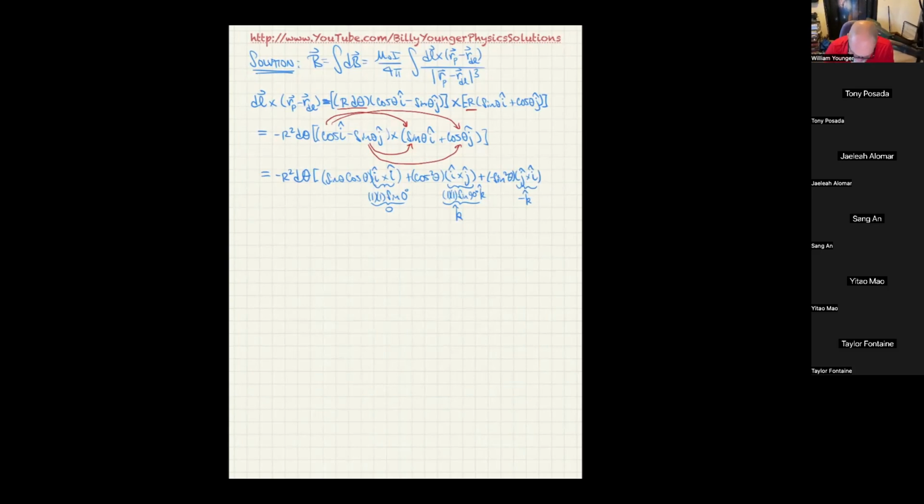So we've got that. And then the last term is negative sine theta times cosine theta times j hat cross j hat, which I'm not even going to waste my time writing and just say it's the zero vector. Okay. Any questions on that?